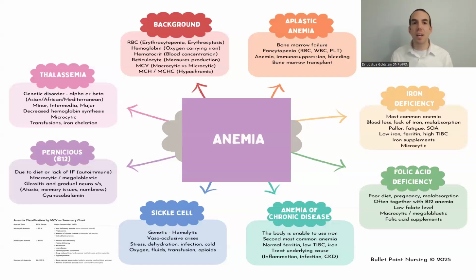Again, there's a lot more we could go into for this. There's different tests that we do for this, whether we're looking for alpha thalassemia or beta thalassemia. I think all of that's beyond what the RN level would be tested on. Let's move on down to B12 or pernicious anemia. Those both mean the same thing. B12 deficiency anemia or pernicious anemia is the same thing.